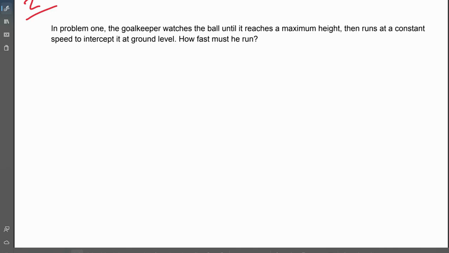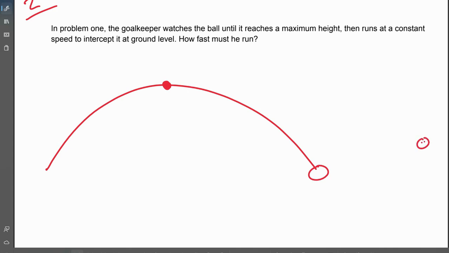Question two. In problem one, the goalkeeper watches the ball until it reaches the maximum height, then runs at a constant speed to intercept it at ground level. If you look at the answer for number one, the ball lands at some distance in front of our goalkeeper. He's happy because it's landing in front of him, not in the goal behind him. So our goalkeeper runs forward to get this soccer ball. How fast must he run? He runs at a constant speed.